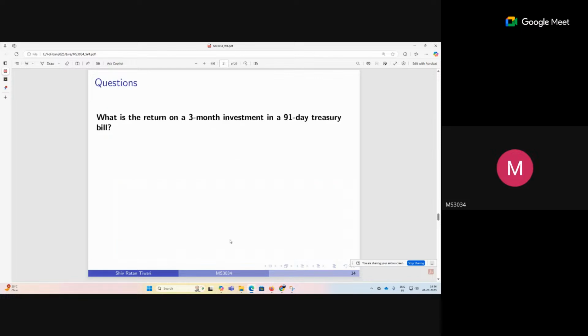So how do we calculate that? We simply note that 3 months means 1 quarter, so 1/4 of a year. Doing this calculation, we can calculate the return on a 3 month treasury bill, and that comes out to be 1.57% given these data points.